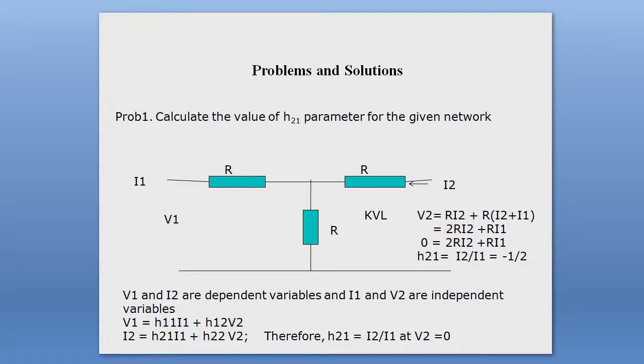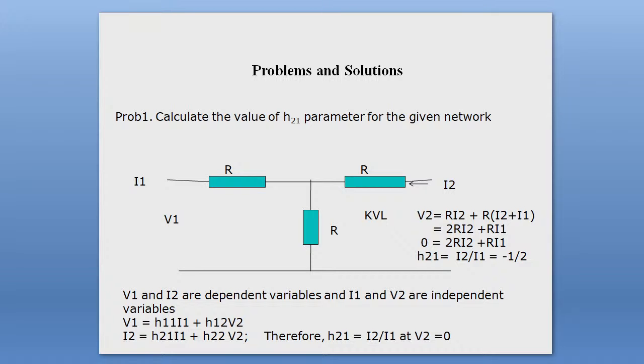Everyone, look at the circuit. First you look at the circuit carefully. First you understand the problem. The problem is to calculate the value of H21 parameter. Here I am asking you to calculate only the value of H21 parameter. Okay, nothing else. You know there are total 4 H parameters: H11, H21, H12 and H22. Here I am asking you to calculate the value of only H21 parameter.